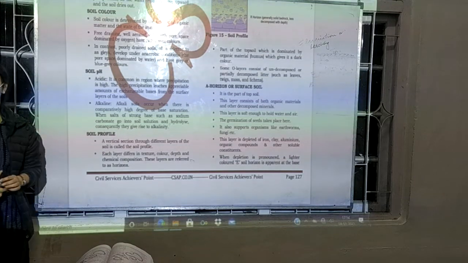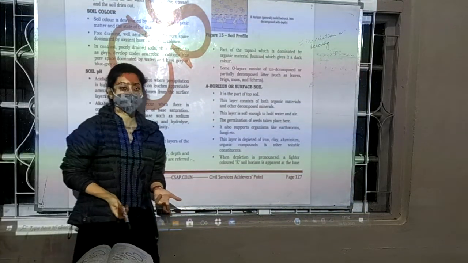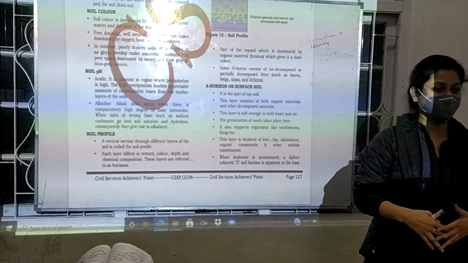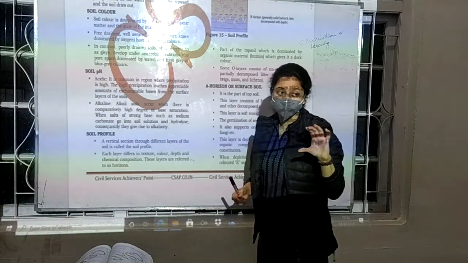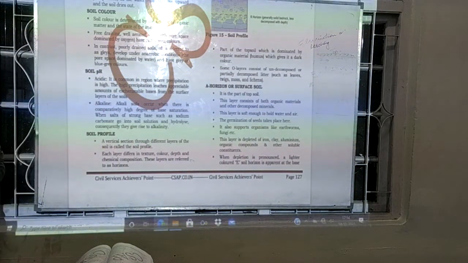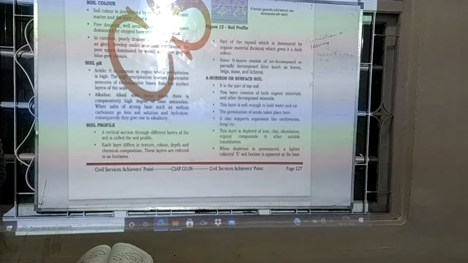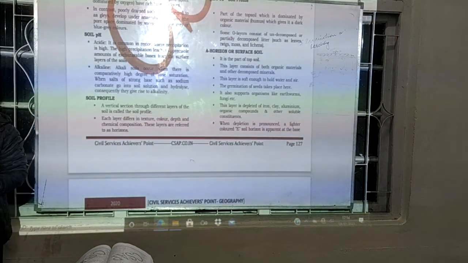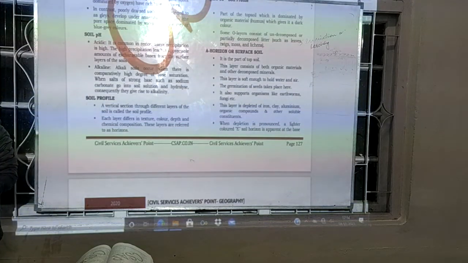Then soil color. We have already done that. When we dig, what happens? We see a different color, no? We go down, we see a black, dark color. Okay? So soil color is determined by the amount of organic matter. Then we have soil pH, whether acidic or alkaline. Then soil profile, which is a vertical section.